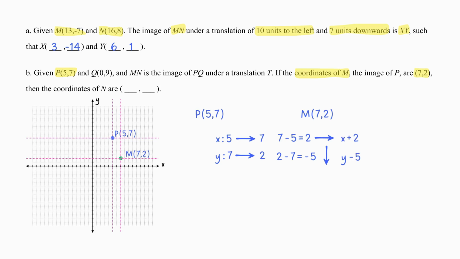Now we take point Q, 0, 9, and use that same rule to find its image, N. The new x-coordinate, 0 plus 2 is equal to 2. And the new y-coordinate, 9 minus 5 is equal to 4. Therefore, the coordinates of N are 2, 4.